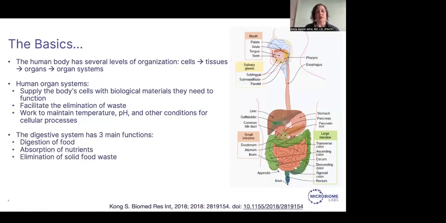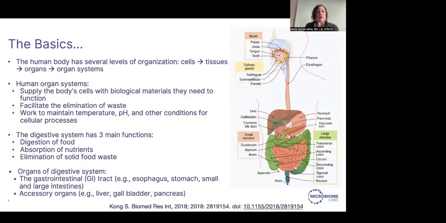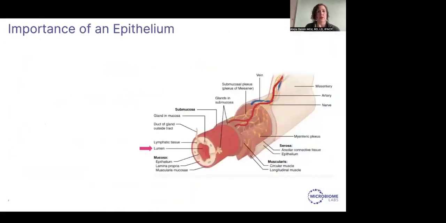And the digestive system in and of itself has 3 main functions, as I mentioned. So obviously the digestion of food, absorption of nutrients, and then elimination of solid waste. Those are the main reasons, but we will talk a lot about the immune system within the gut and some of those actions as well. Then we have the GI tract, which we'll go through as far as organs of the digestive system through the main ones, and then we'll talk about the accessory organs like the liver, gallbladder, and pancreas.